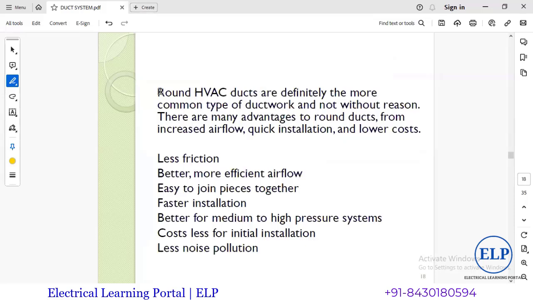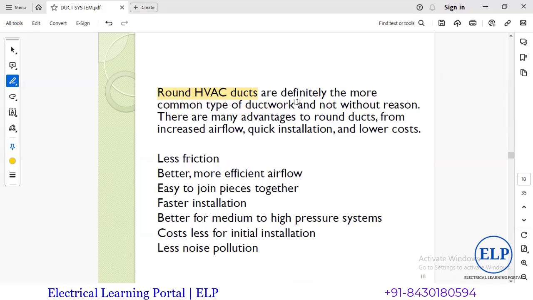Next point, some points are given about round ducting also. Round ducting you have seen in some of the supermarkets. Nowadays in some supermarkets they are going with round ducting. There are a lot of advantages of round ducting over rectangular ducting. For example, round ducting doesn't require many fittings. Round ducts are very easy to join also. This is one of the main advantages.